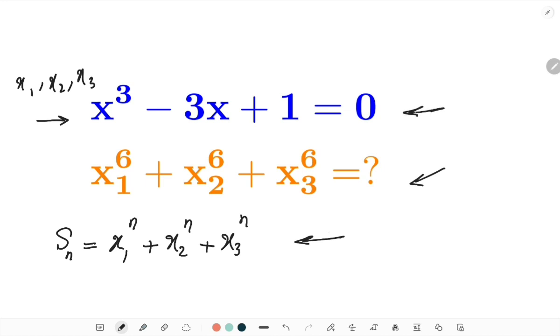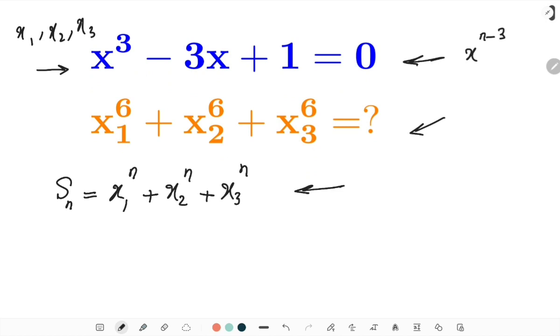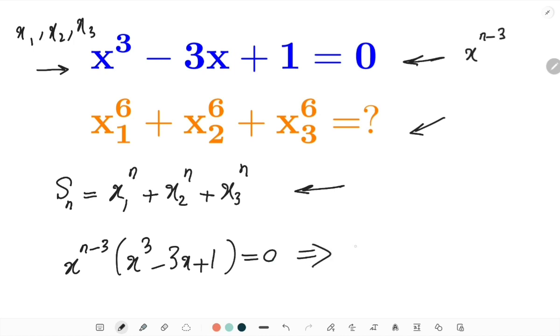I come and take this cubic equation and multiply both sides of it by x to the power of n minus 3, obviously n minus 3, because then it cancels the 3 here and it produces a term such as x^n. So that's the reason, and if I do that, then I get x^(n-3) times (x^3 - 3x + 1). This is equal to 0, and as a result, x^n - 3x^(n-2) + x^(n-3) = 0.